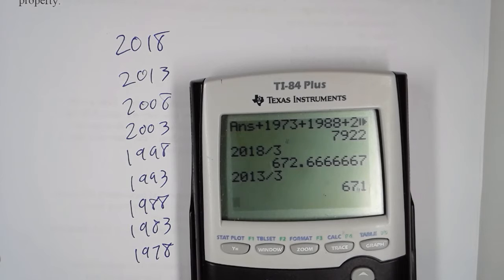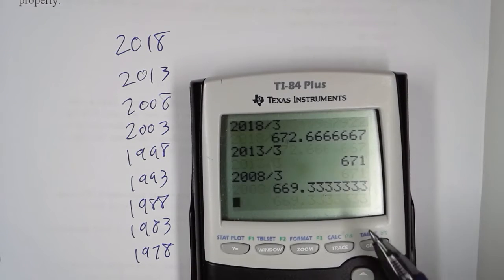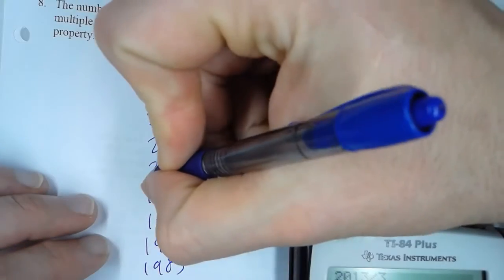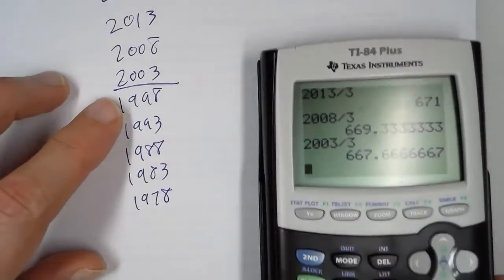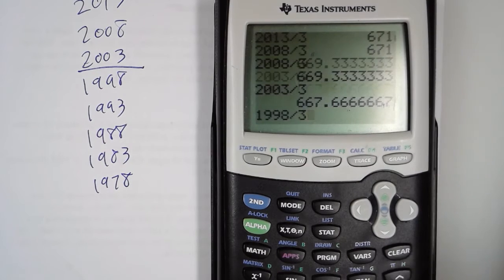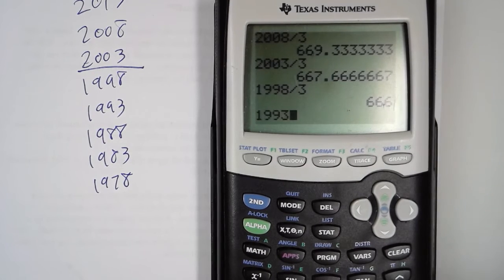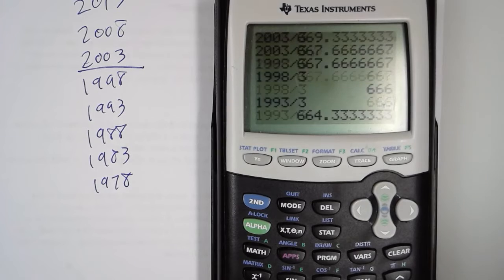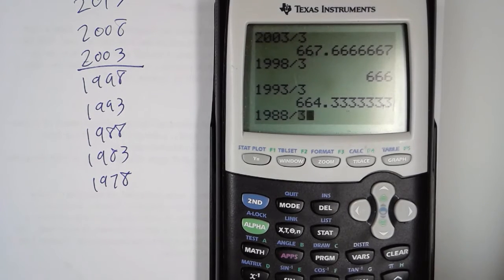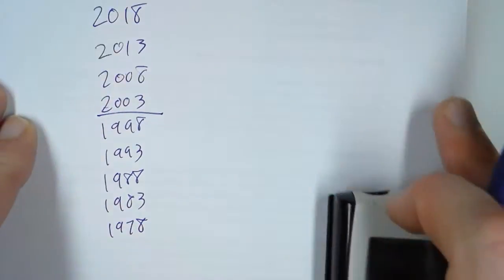So 2013 divided by 3? Nope, I don't have that same remainder. So 2008 divided by 3? Nope. So 2003? Yep, there it is. So 2003 works. So now let's keep going. 1998 divided by 3? No. 1993 divided by 3? No. 1988 divided by 3? There it is.